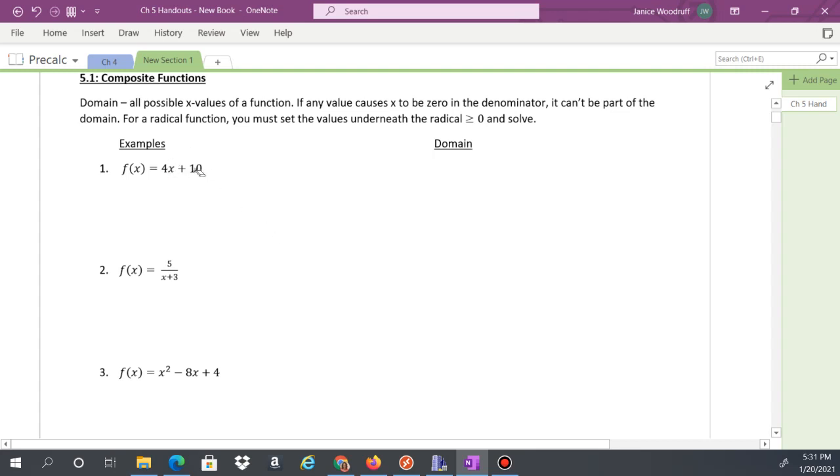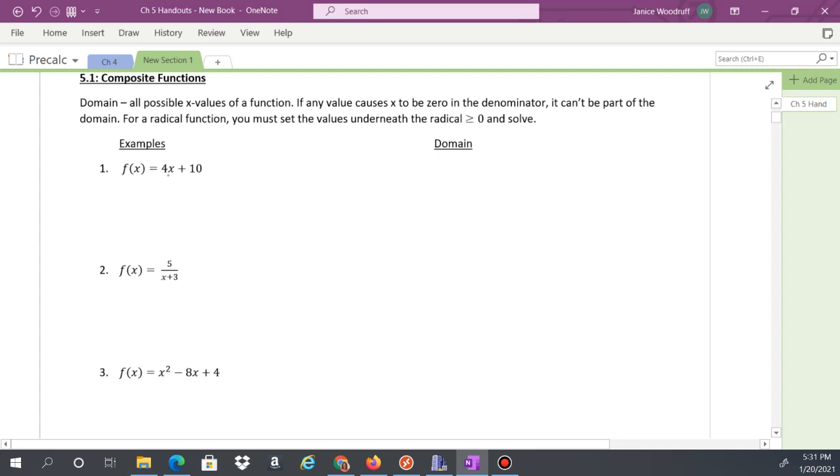Remember, domain is going to be all of your possible x values of a function. So if anything is going to cause x to be a 0 in the denominator, it cannot be part of the domain. For a radical function, you're going to set the values underneath the radical greater than or equal to 0, and then you're going to solve. And the domain is going to be given in interval notation.